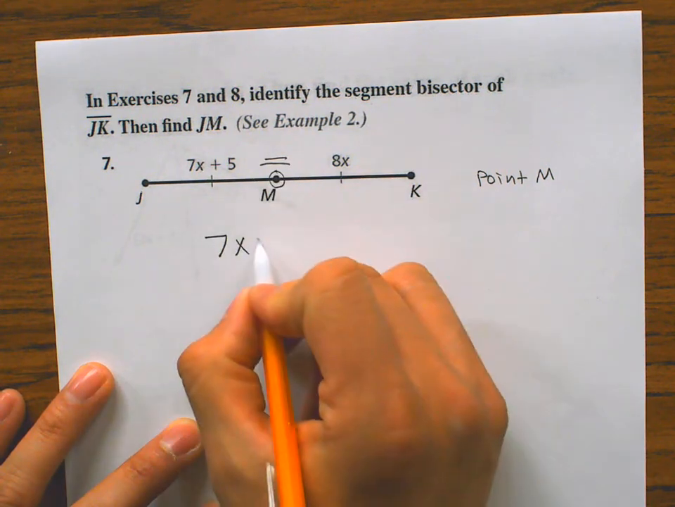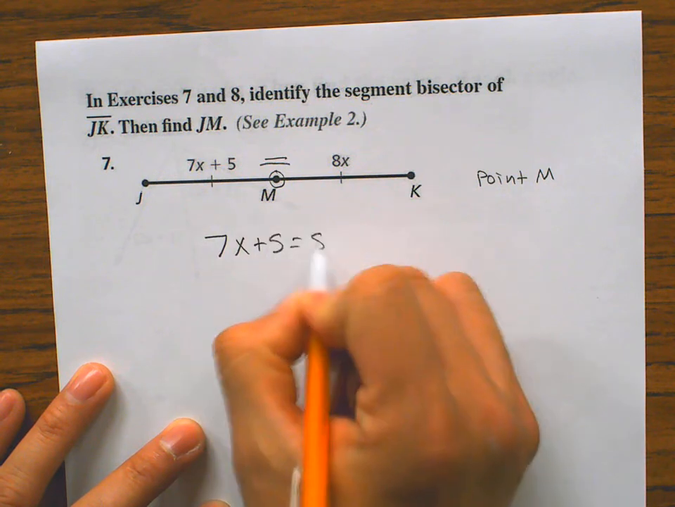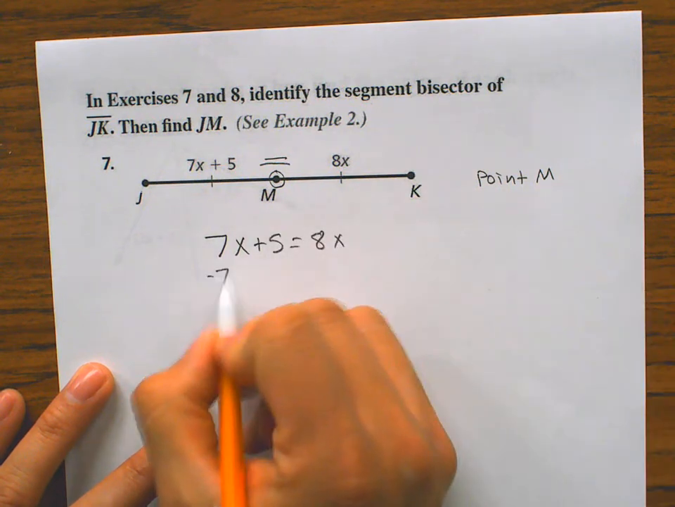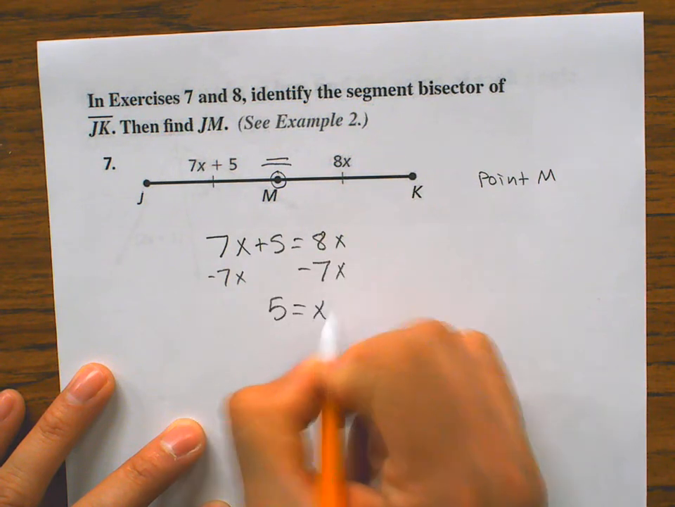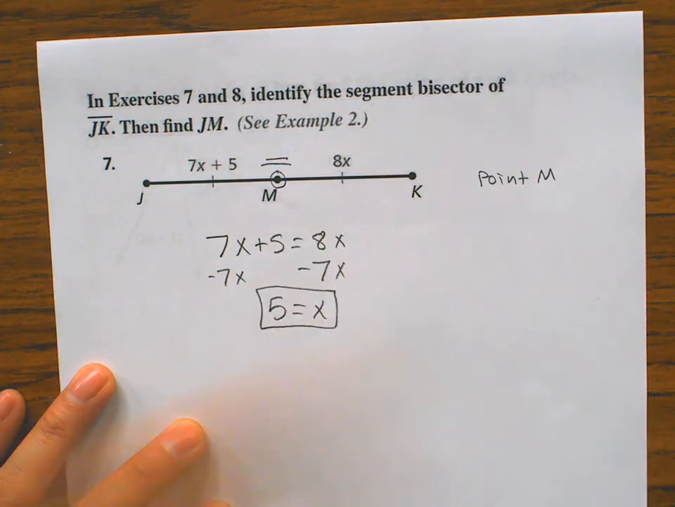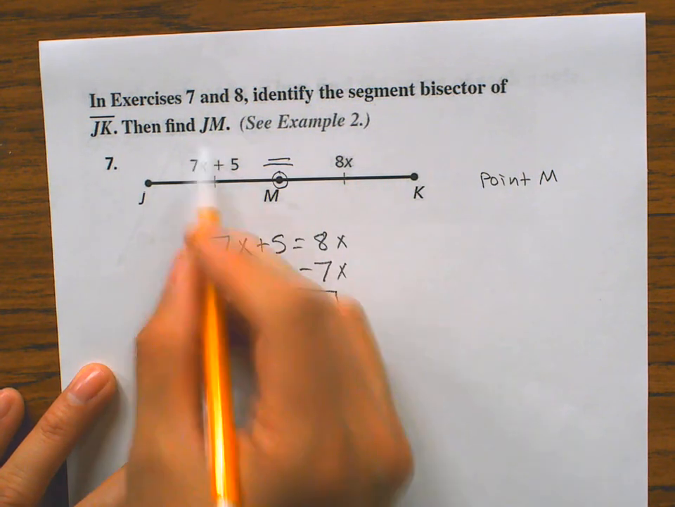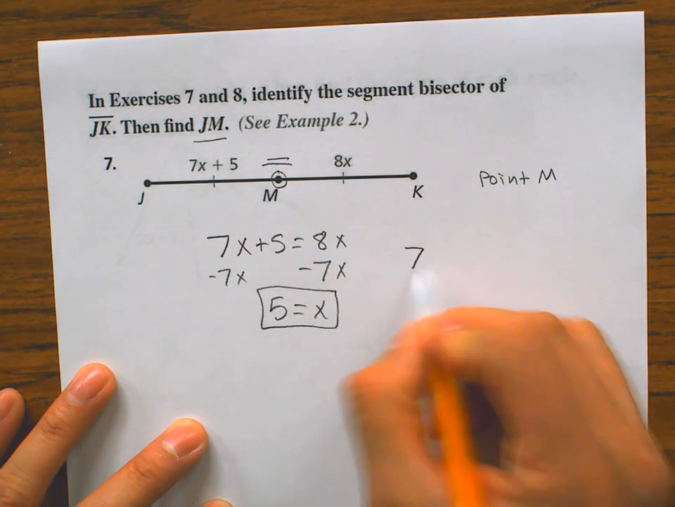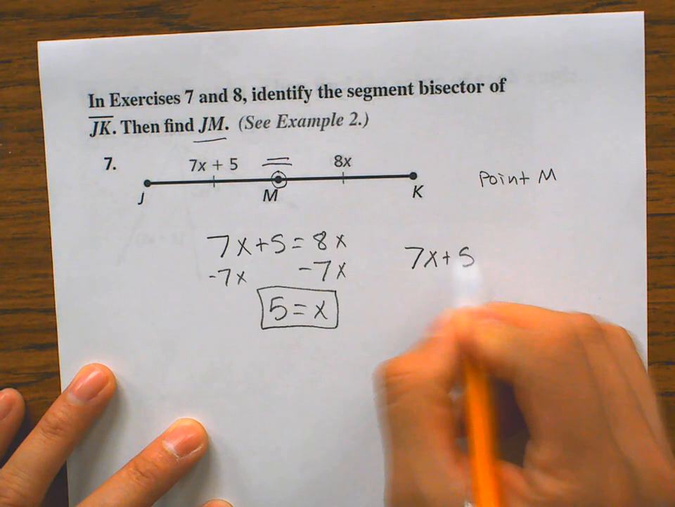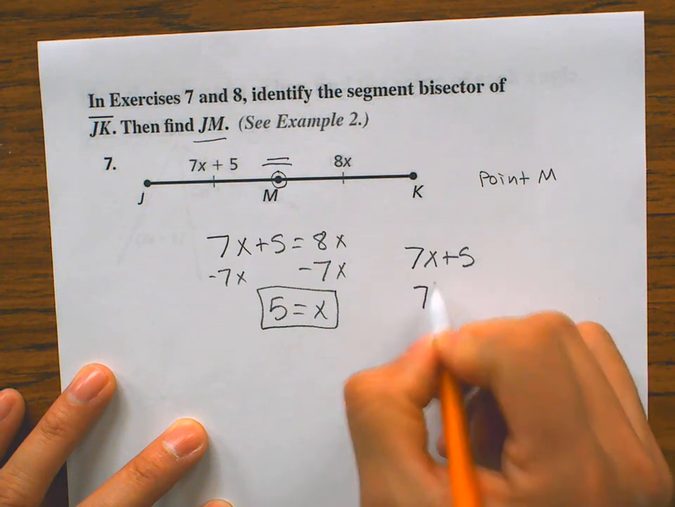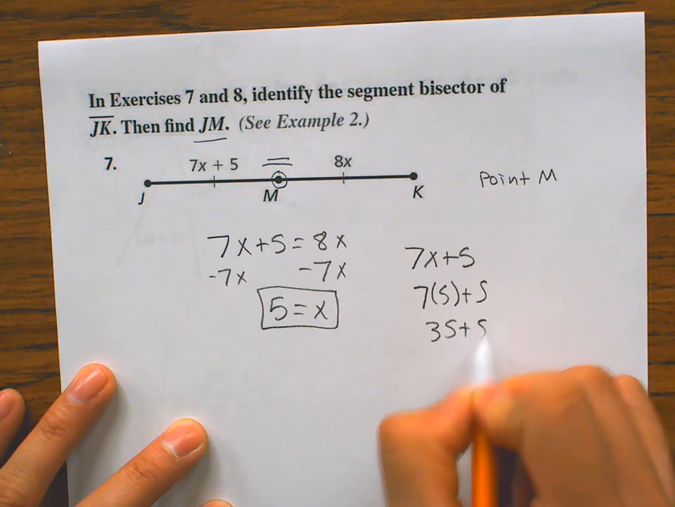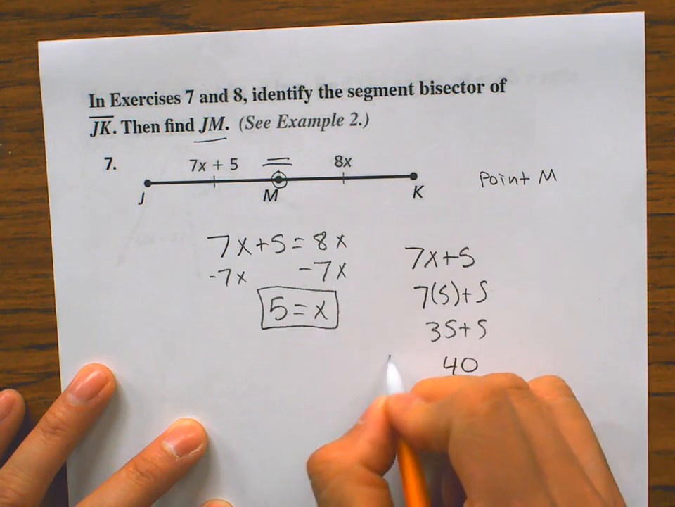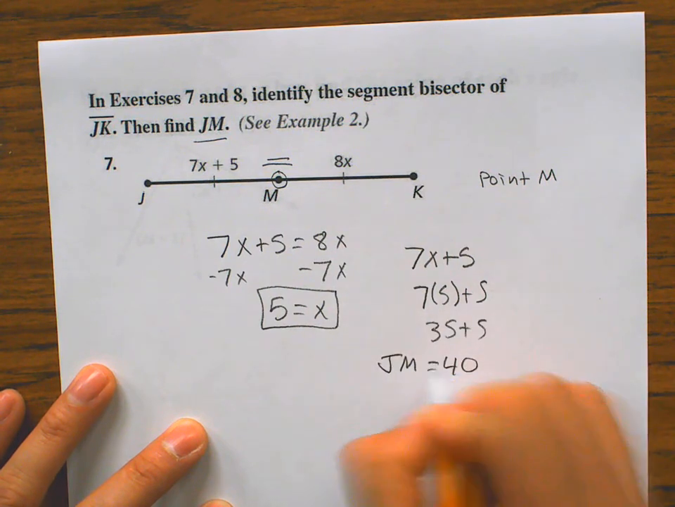So 7x plus 5 equals 8x. Subtract x from both sides, and you get 5 is equal to x. Now, that's not the solution. Now, they're asking me for JM. So I need to go back and substitute for the value of x. So that's 7 times 5. That's 35 plus 5, which is 40. So JM is equal to 40.